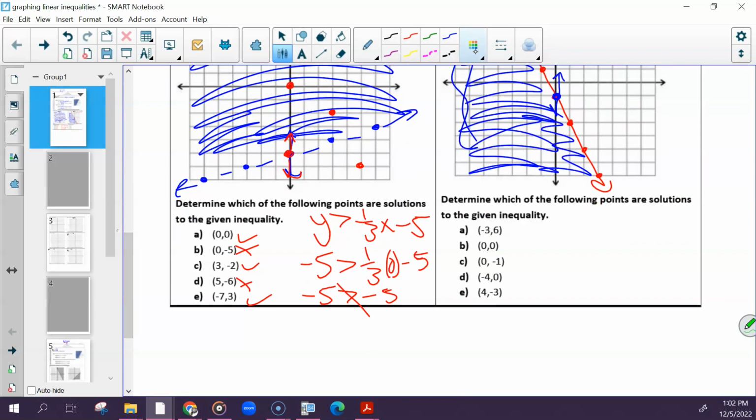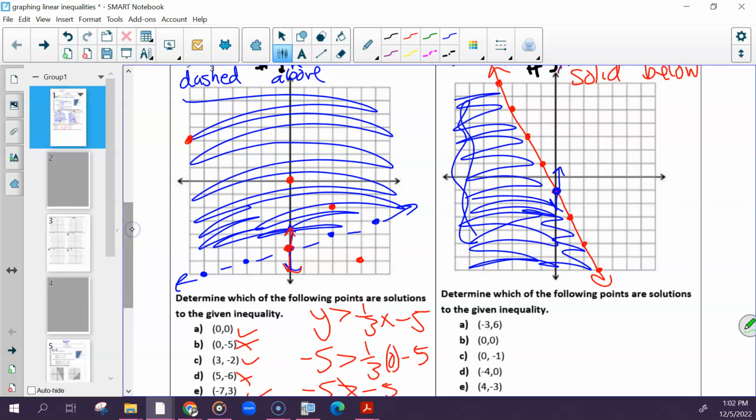And then just as before, we can check to see, do these points fall in the shaded area or not? -3, 6. Would that fall in the shaded area? Is that a solution? No. 0, 0? No. 0, -1 falls on the line, but because it's solid, it should be a solution.